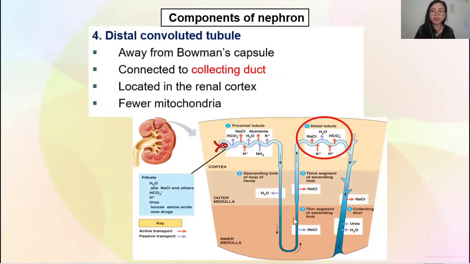After the loop of Henle, the next component of the nephron is the distal convoluted tubule. The distal convoluted tubule is away from the Bowman's capsule, and it is connected to the collecting duct. Okay, collecting duct yang sebelah kanan. And it is located in the renal cortex. It will have fewer mitochondria.